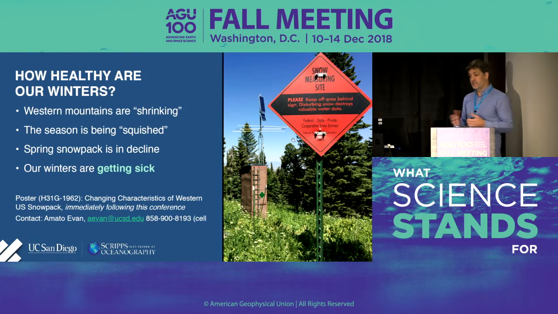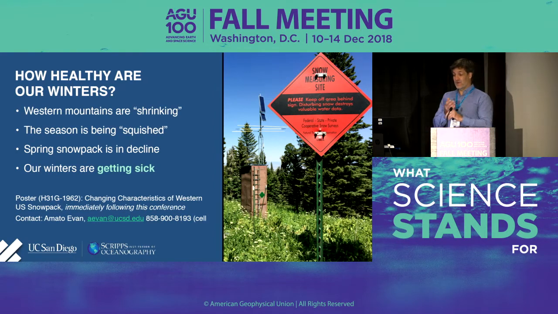So how healthy are our winters? Well, I would say that western mountains are shrinking. Snowpack is looking more like it is in lower elevations and less like it is in higher elevations. The season is being squished. Essentially, our winters are getting shorter, and the spring snowpack is where we're really seeing it. It's all being pushed up. The spring snowpack is in decline. So I would make the argument that our winters are getting sick, and we know the reason why: it's global warming, rising temperatures. That's the only logical explanation for what's happening.